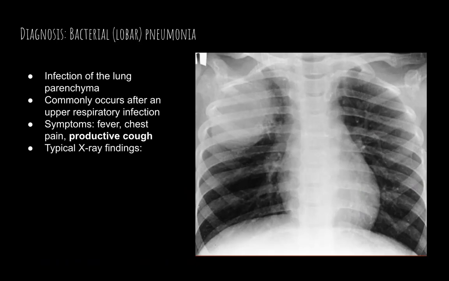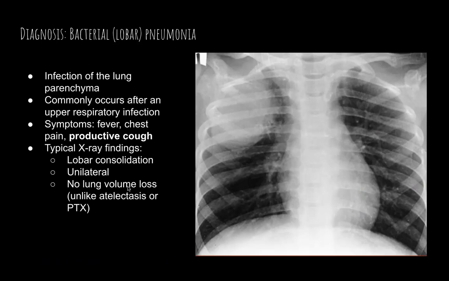Typical X-ray findings, you'll see that lobar consolidation, and that's just a fancy word for this white patch that we see up here. You'll also have these findings, or this consolidation will be unilateral as opposed to bilateral. Different types of pneumonia, like viral pneumonia, will have some interstitial markings that are on both sides. You also won't see any lung volume loss like atelectasis or pneumothorax.